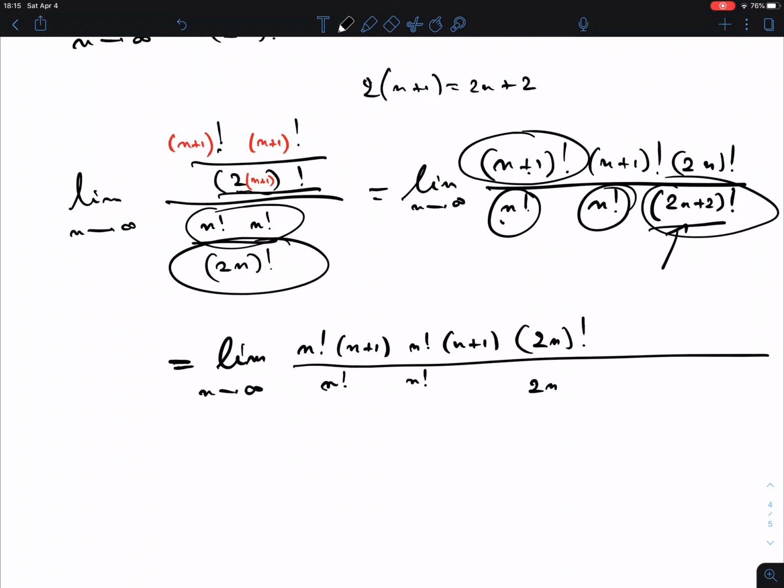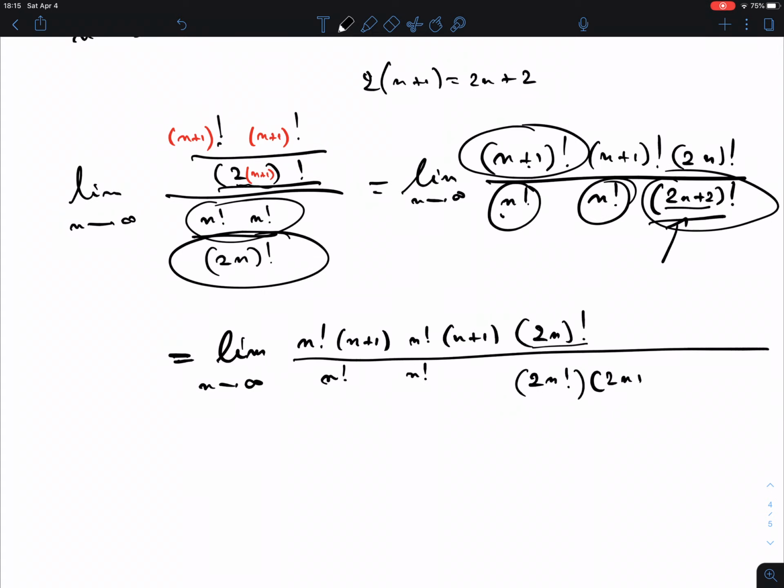Now what about this guy? I want to write it in terms of 2n factorial, the lower one. What am I missing? Remember, it's the product from 1 all the way up to 2n plus 2, and 2n factorial is from 1 all the way up to 2n. So what is the next one? 2n plus 1. That's the next one, right? But am I there? No, because you have to go to 2n plus 2. So you have to go another factor, 2n plus 2 here.